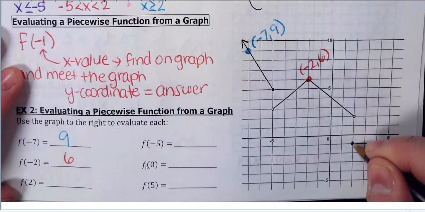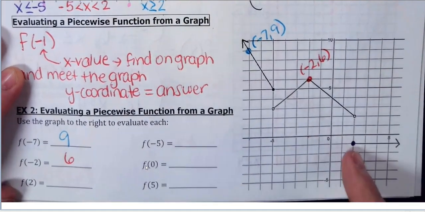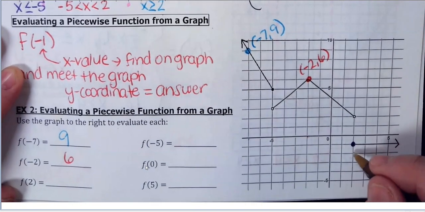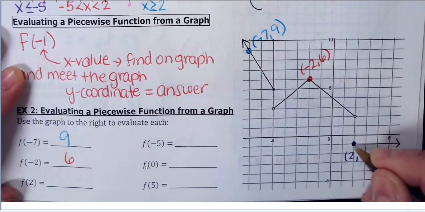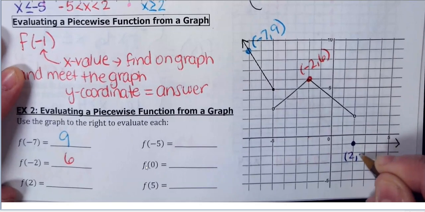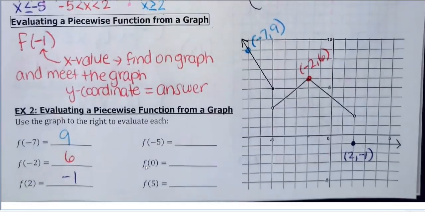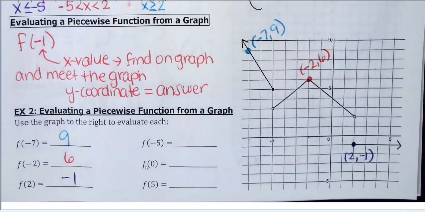Exactly. It actually touches that point, it's filled in. So don't pick the open circle because you don't actually touch that point. So if I'm doing 2, I got to go to this point, which would have the y-coordinate of -1. So if you got a competition between the two, pick the closed circle, not the open circle. There's only one correct answer there.